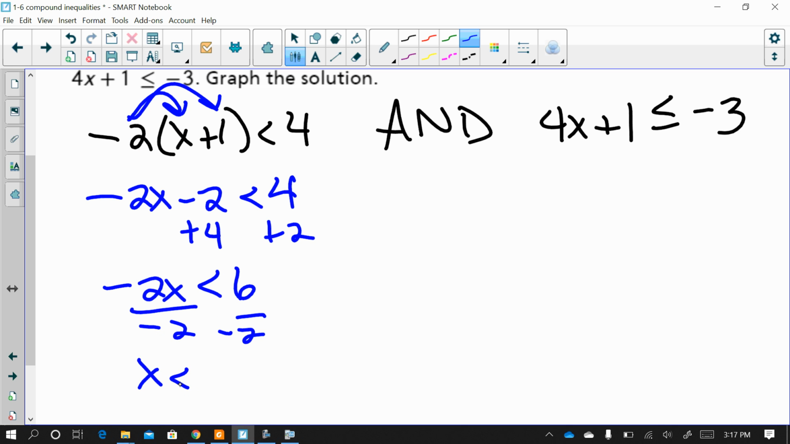X is am I less than? No, you gotta be careful here. I divided by negative, so flip it. Okay, x is greater than negative 3. Okay, same process over here on the right. Subtract 1.